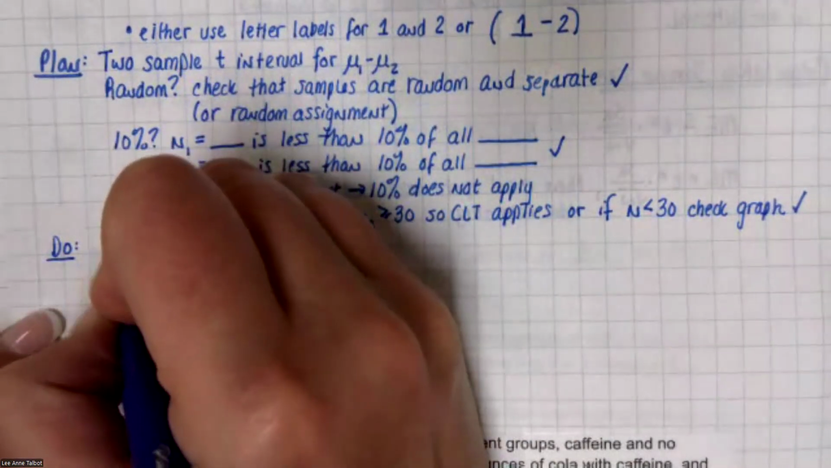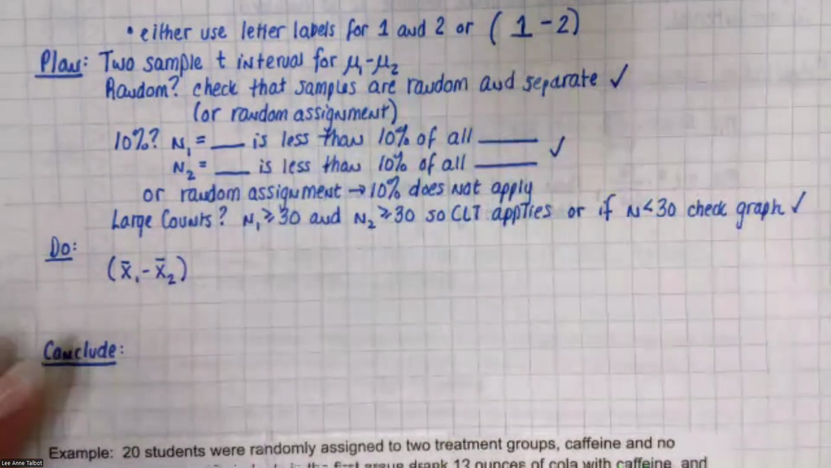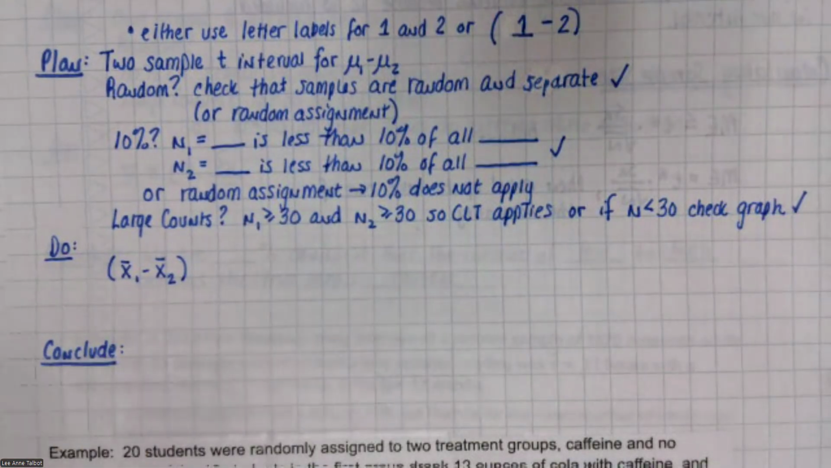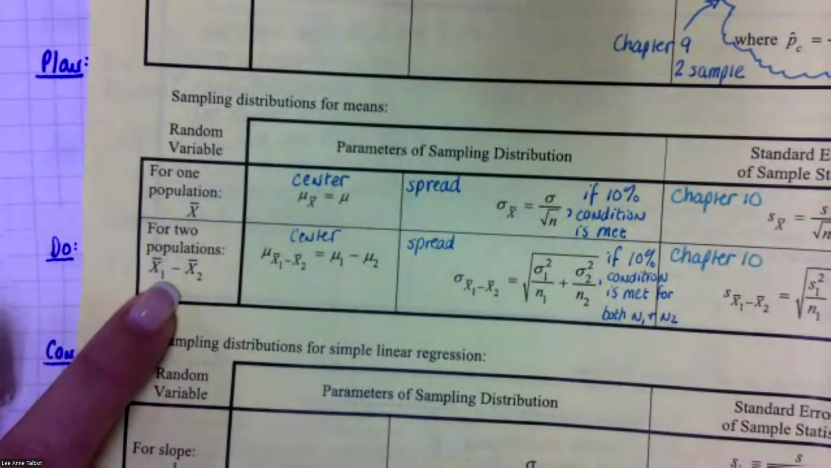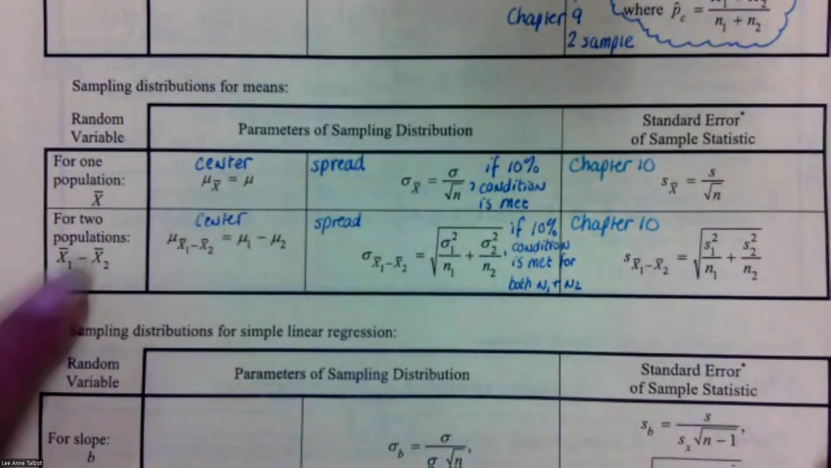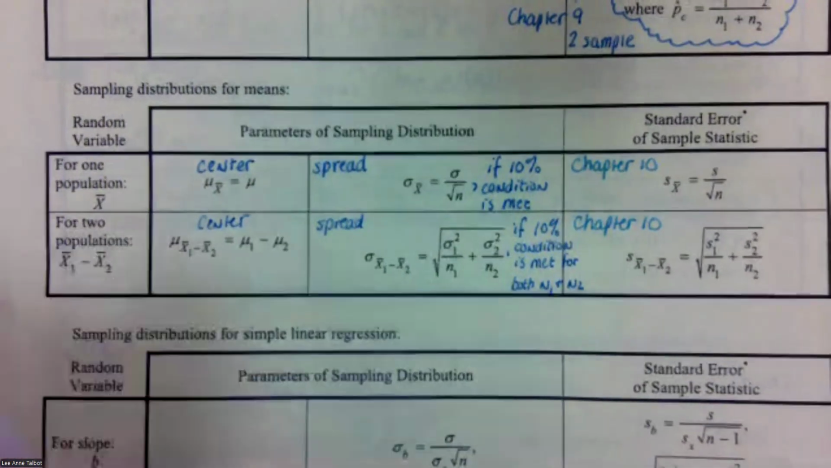Nice. Good job. X bar 1 minus X bar 2. I'm going to put that in parentheses because I want you to see that that's going to combine to be one number. If you ever blank on that, it's right here. Again, if you ever blank on what that is, it's right here for you.